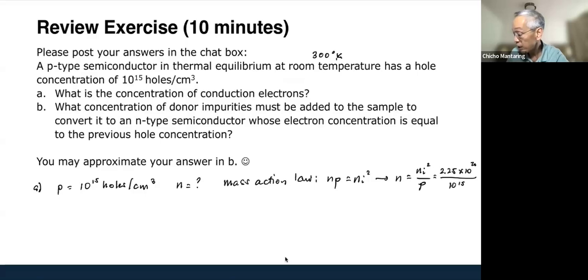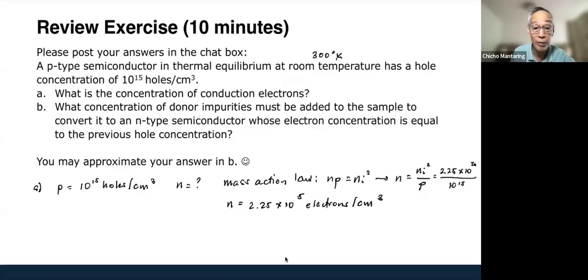So finally, what is the value of N? N will just be 2.25 times 10 to the 5. Okay. What is this? Electrons per centimeter cubed. So some of you answered 225,000, which is the same. 225,000 electrons per centimeter cubed. I think a good number of you got that right. Any question with regard to this?